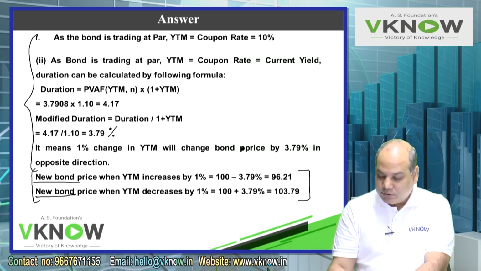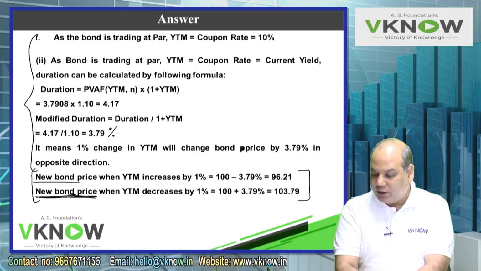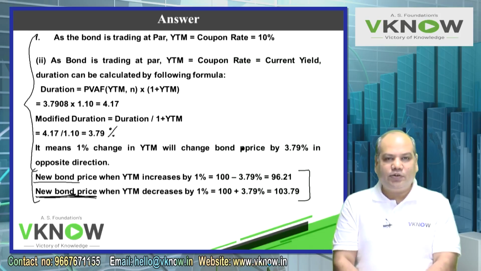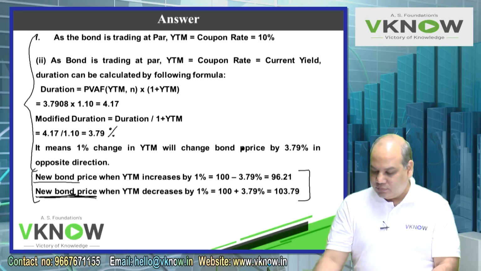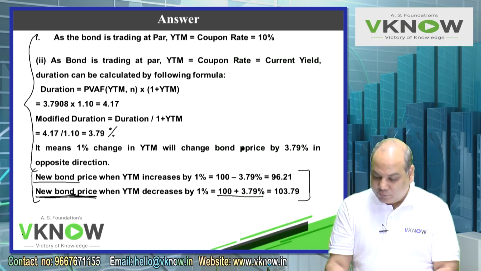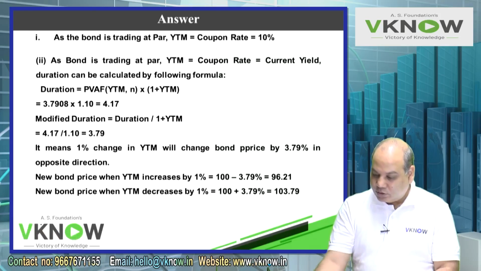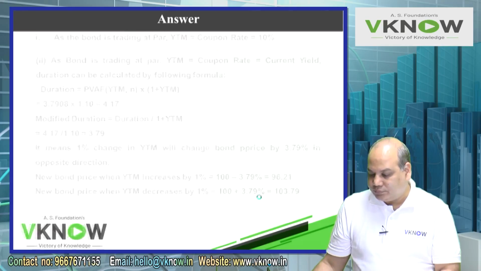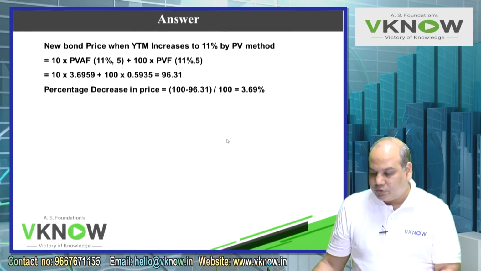New bond price when YTM decreases by 1%: 100 plus, inverse relationship, 103.79. So as per modified duration, you can see the drawback. It is increasing by the same percentage, it is decreasing by the same percentage. But actually it will not happen. Now write below, it will change by a different percentage.